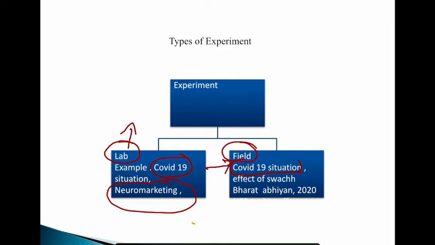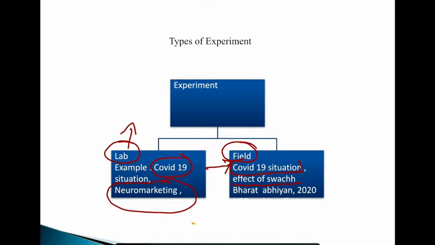Here also I've taken another example. You all must be knowing about the Swachh Bharat Abhiyan and how it is affecting. This is also to be taken care of, and in that case, we can take two villages, one where it is being adopted and one where it is not. So the difference between these two groups can be taken into consideration, and then the results come accordingly. With this example, I have tried to give you a brief understanding of the lab experiment and field experiment.